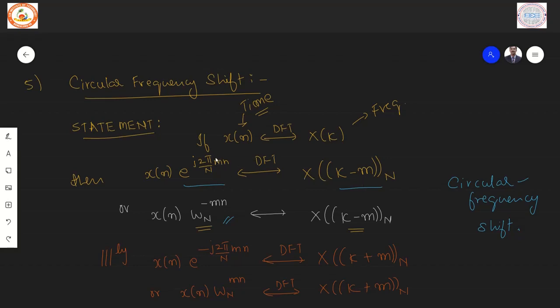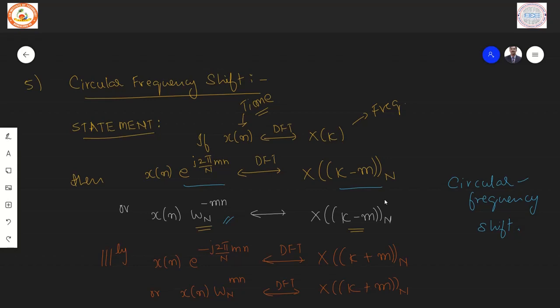Now when the shift is equal to plus m here as per the notation, we get minus m in the frequency domain. Alternatively, when you go with the Wn notation, Wn raised to minus m, here also we'll get minus. So please stick to one notation and try to remember it.